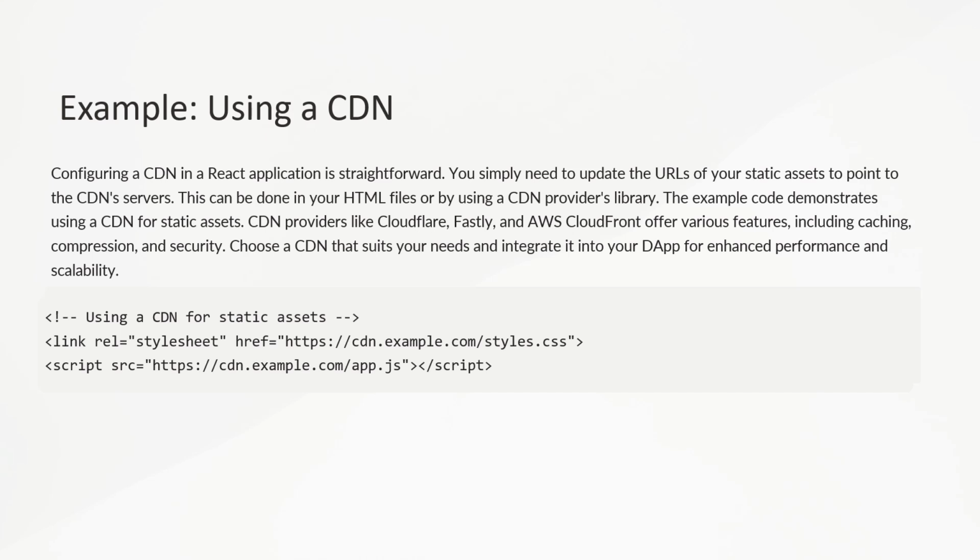CDN providers like Cloudflare, Fastly, and AWS CloudFront offer various features, including caching, compression, and security. Choose a CDN that suits your needs and integrate it into your DApp for enhanced performance and scalability.